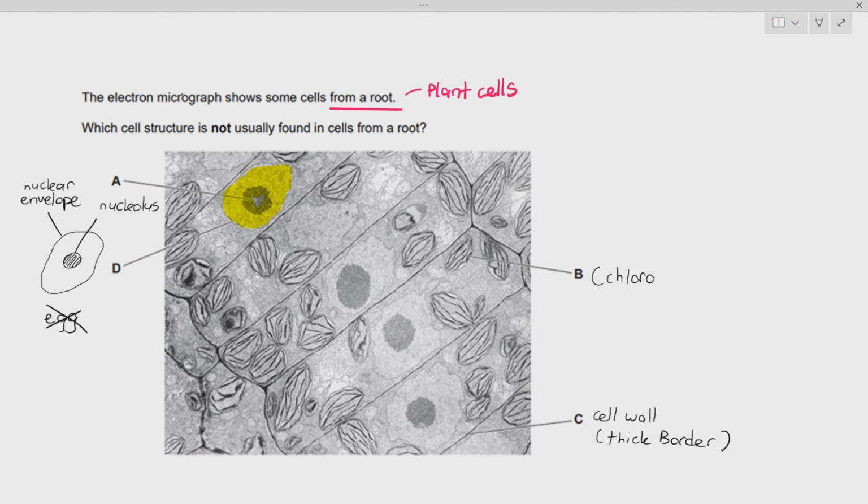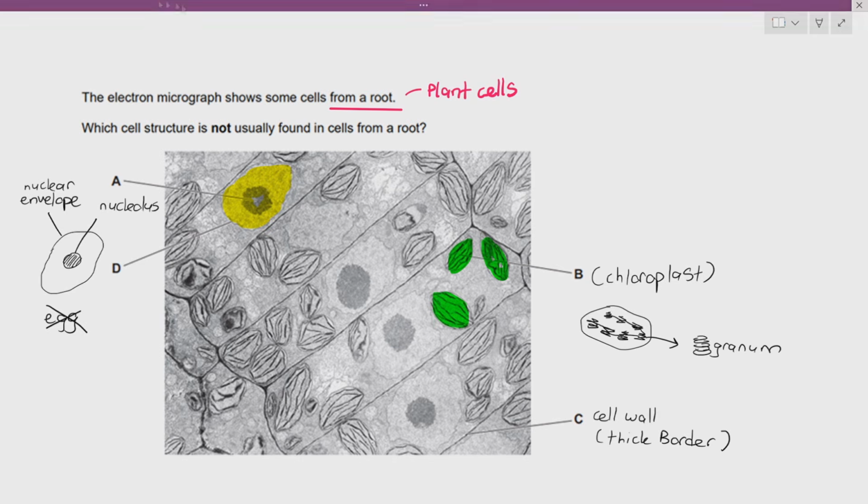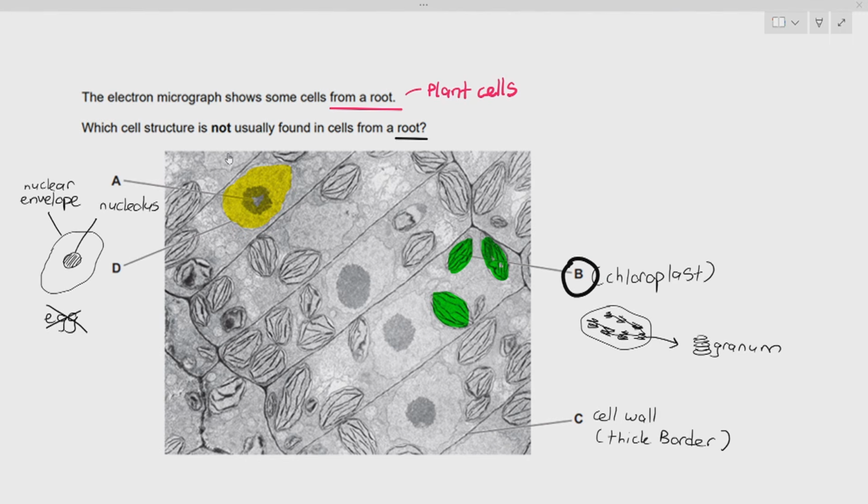B are the oval-shaped chloroplasts, okay? Now, which cell structure is not usually found in cells from a root? Plant cells in the roots do not usually have chloroplasts, by the way, because they are not so exposed to sunlight. But these particular cells from the roots have chloroplasts, so they're quite atypical. That is why the answer is B in this case. And moving on to the next question.